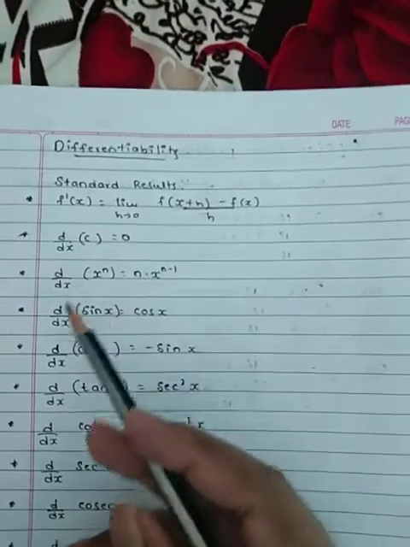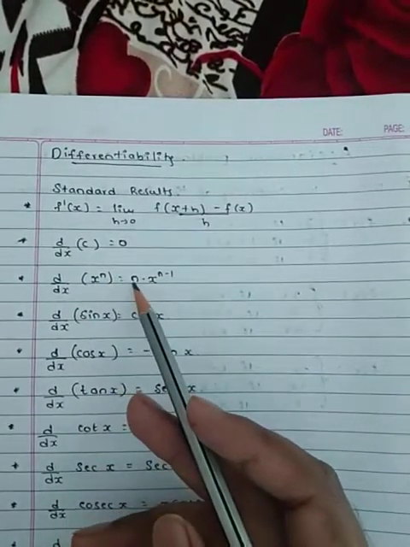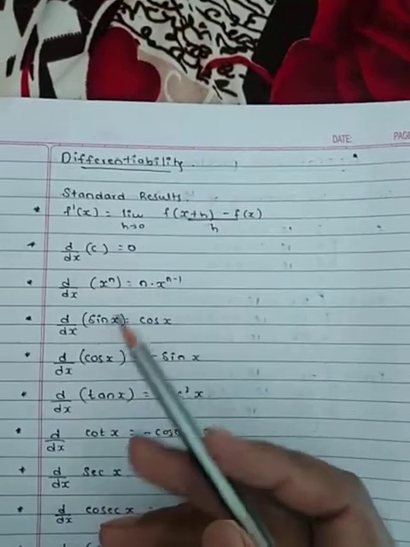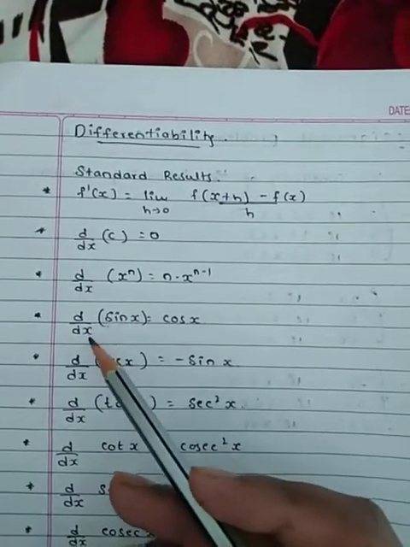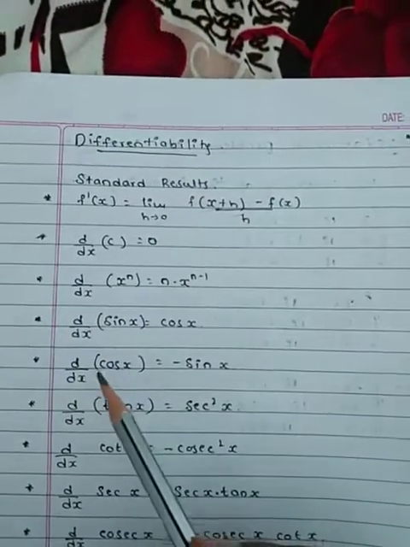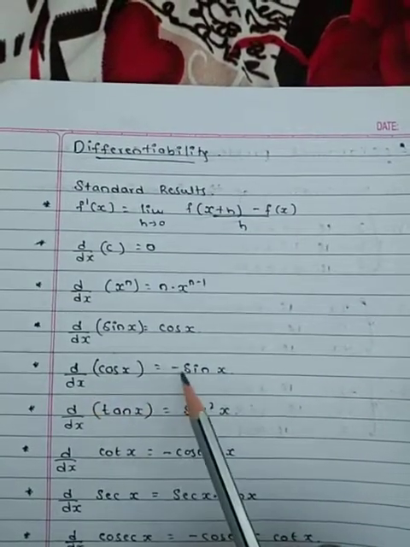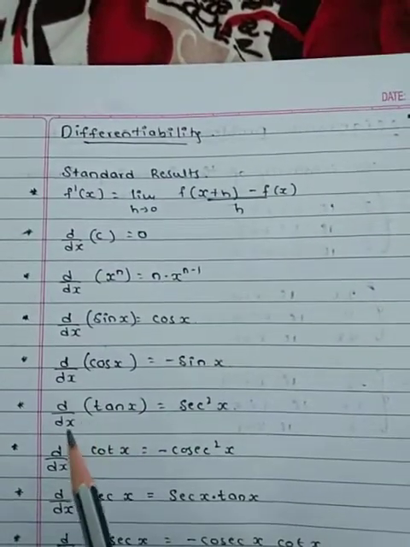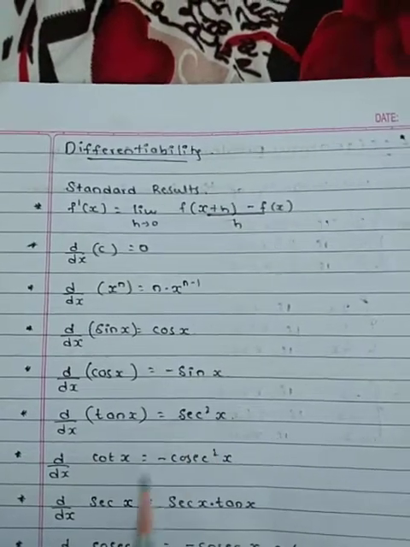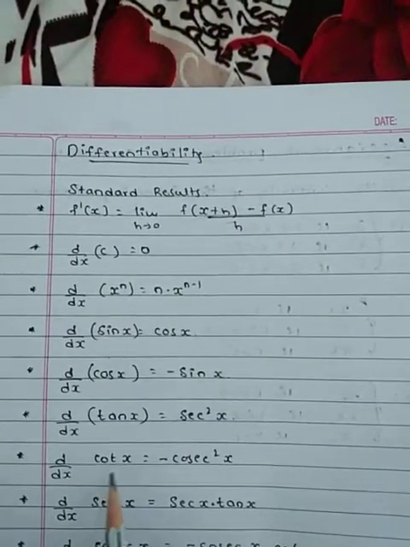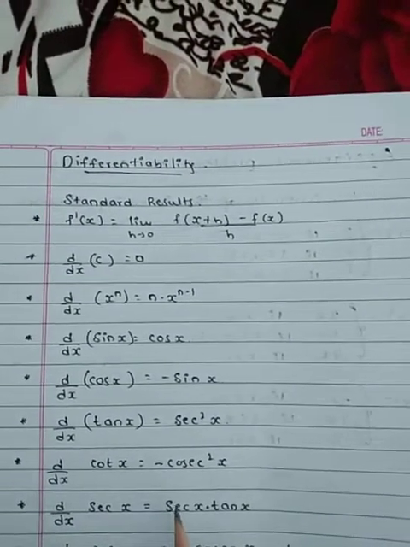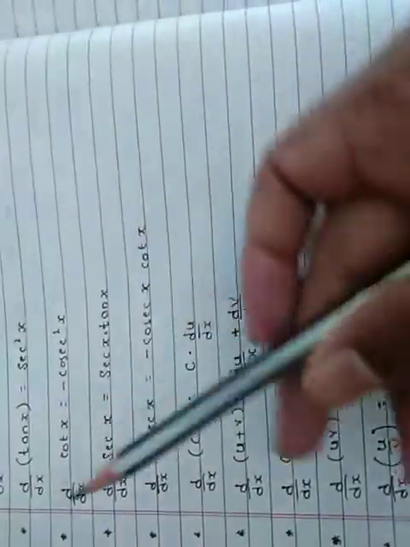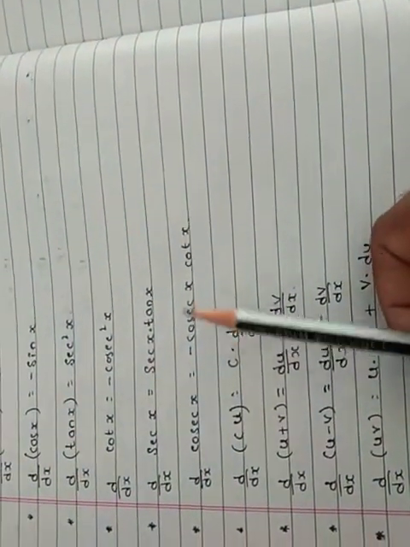Differentiation of x to the power n is equal to n into x to the power of n minus 1. d by dx of sin x is cos x, differentiation of cos x with respect to x is minus sin x, differentiation of tan x is secant square x, differentiation of cot x is minus cosecant square x, differentiation of secant x is secant x into tan x, and differentiation of cosecant x is minus cosecant x into cot x.